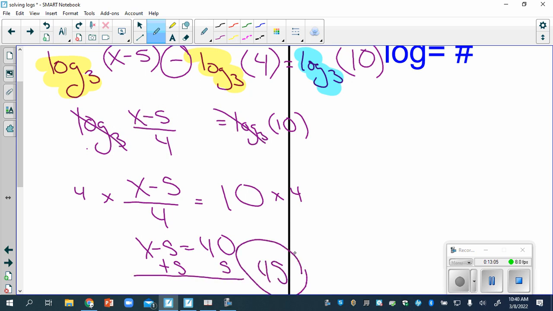Can I see a show? Were there any brave people out there that got 45? Nice, nice. Oh, I'm impressed. I'm impressed. That's as hard as log equals log gets, right?